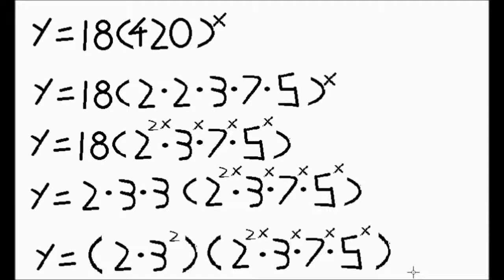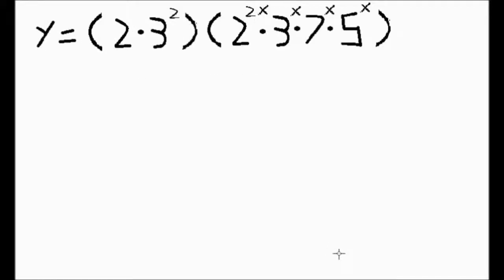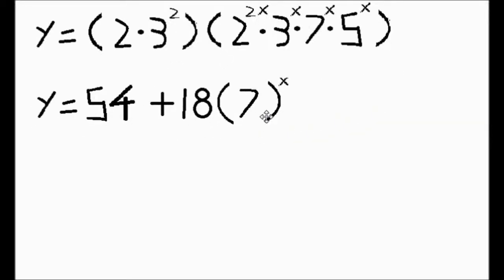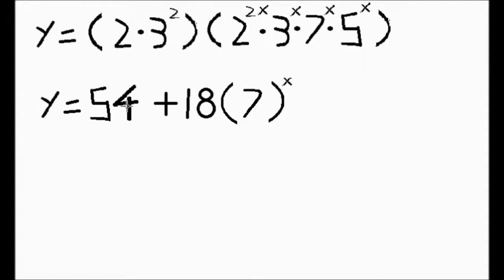So now we have to multiply our exponents, so we just have to expand these now. So I'm just going to pause the video here while I expand these, and then I'll continue with it once I have the new equation. Okay, after I've expanded this equation, the new equation turns out to be y equals 54 plus 18 times 7 to the power of x.